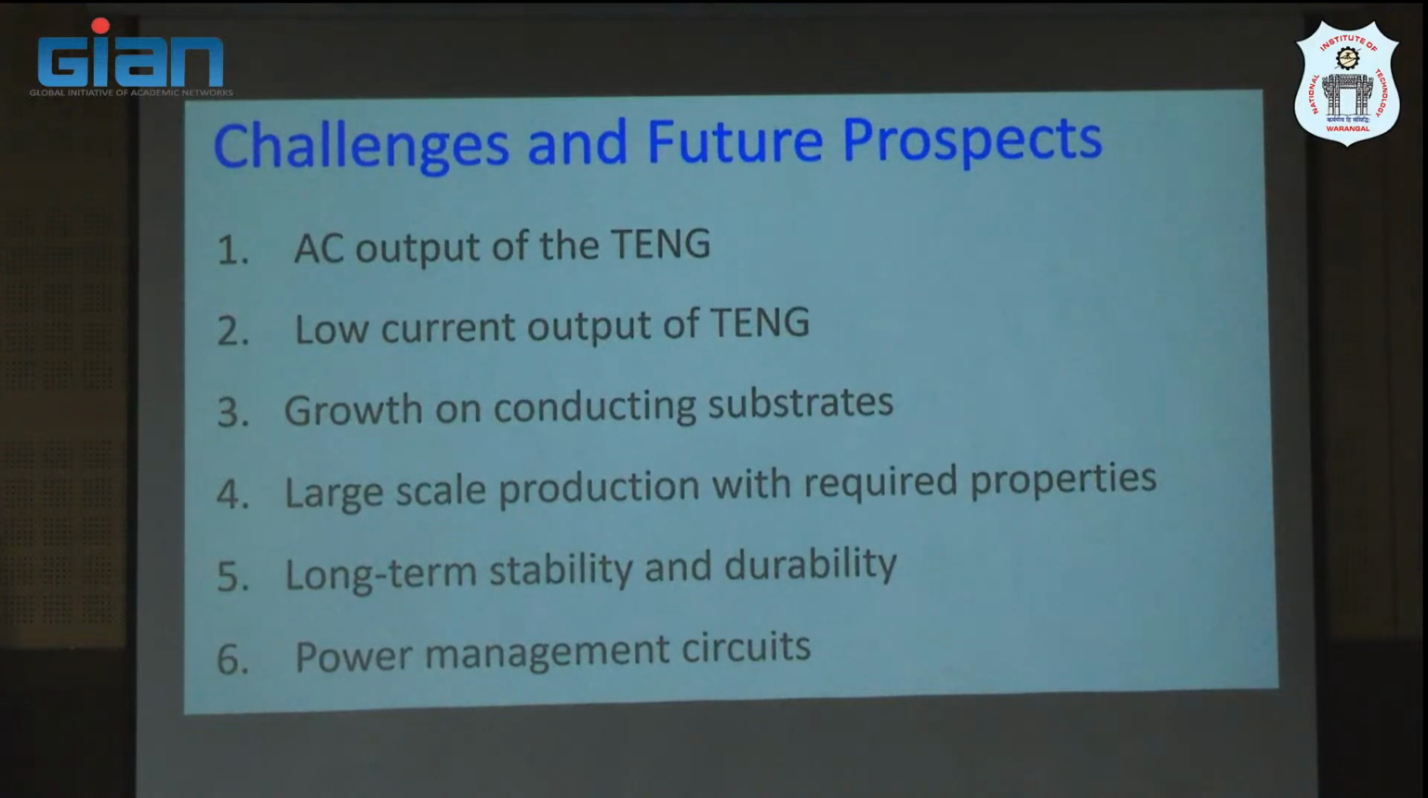If you are able to grow on the substrate, it will have more mechanical adhesion, because you are going to tap this device several times. If it is not grown directly on the substrate, it will just come off the substrate, and you are going to end up with no output. So if you can make the deposition or growth directly on the conducting substrate, it will be easy to make the electrical connection, and the mechanical stability of the film will also be very good.